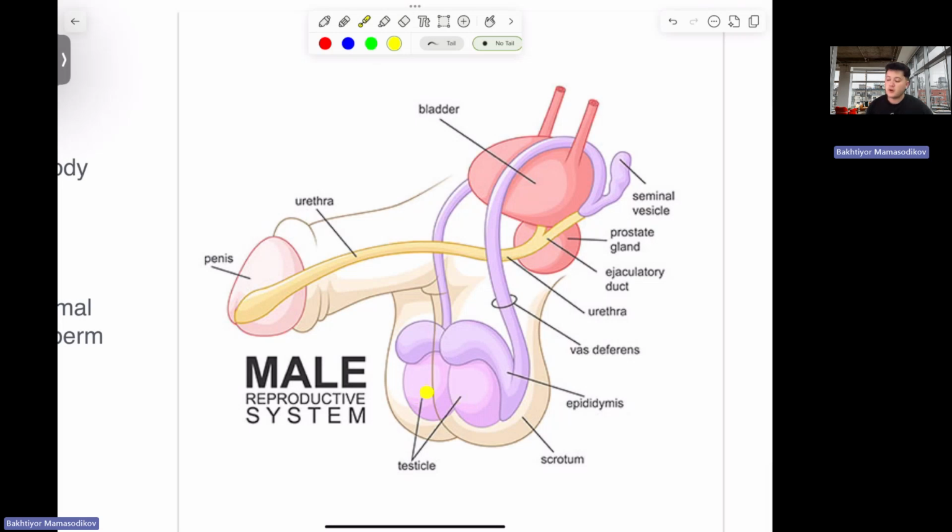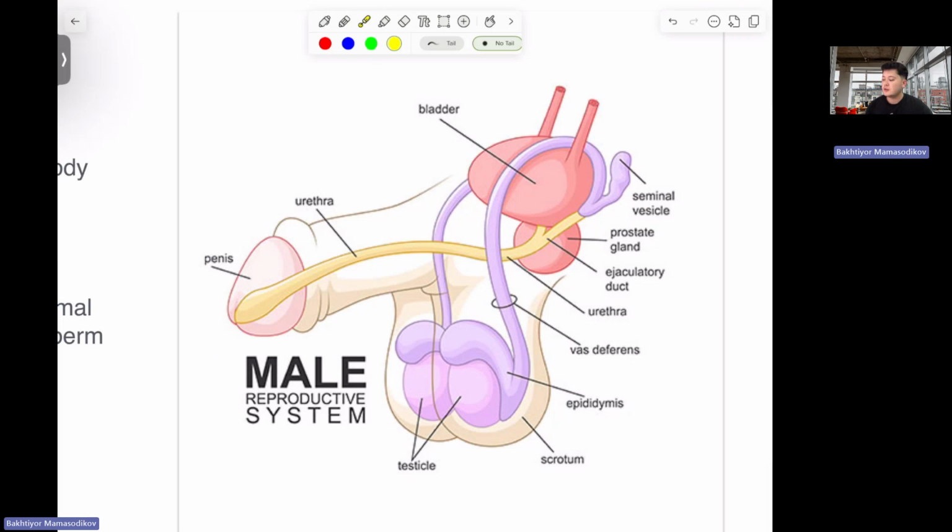These testes produce the sperm, and it's stored in the epididymis. The epididymis is the organ where the sperm is stored. Then during sexual arousal, through the vas deferens, the sperm goes to the seminal vesicles. In the seminal vesicles there is fluid, and the sperm cells mix with the fluid, cross the prostate inside the urethra, and are released outside. This is the passage of the sperm. So the testis is the production site, the epididymis the storage site, the vas deferens the transport site, and the urethra also transports outside.